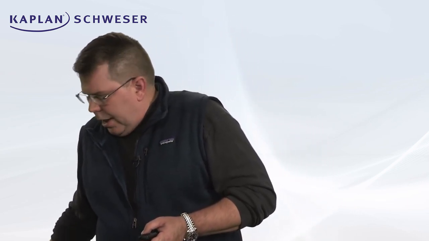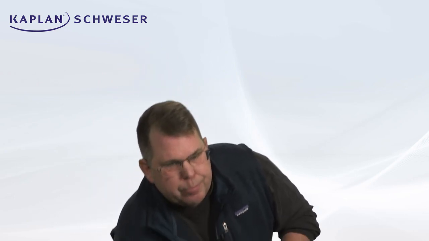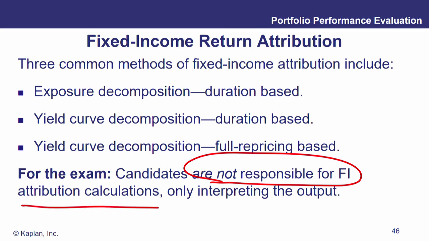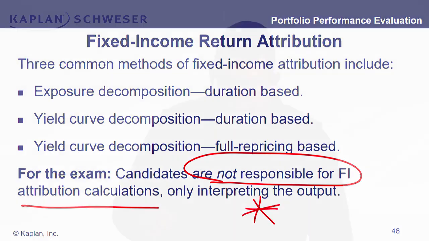Okay, so now we're going to get into fixed income attribution, and I want to warn you on this section, this can get pretty dicey, and I just want you to understand for the exam, you are not responsible for any fixed income attribution calculations, but you are responsible for interpreting the output. Okay, so what I'm going to do is give you a 30,000 foot level overview of fixed income return attribution. I need you to do the next step. You're going to have to work some problems.